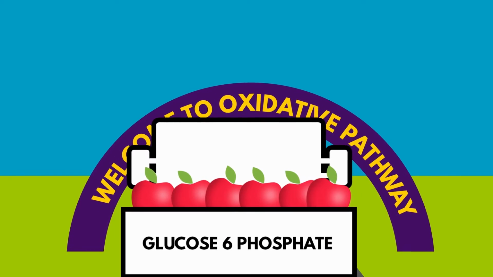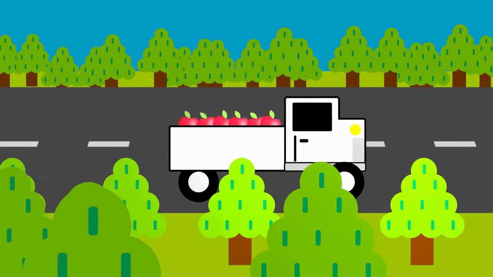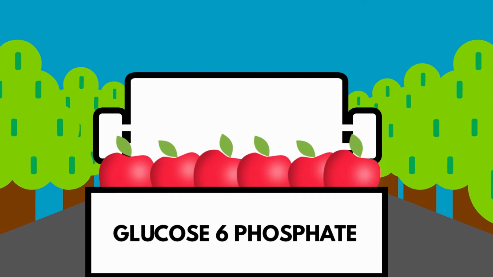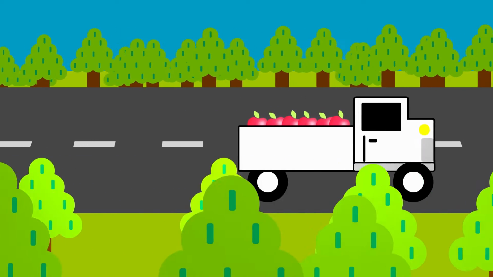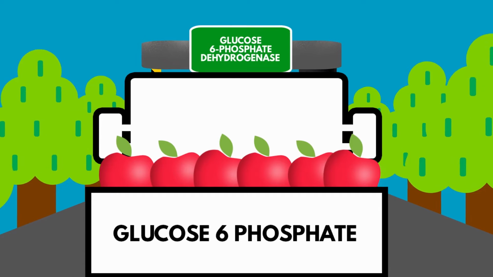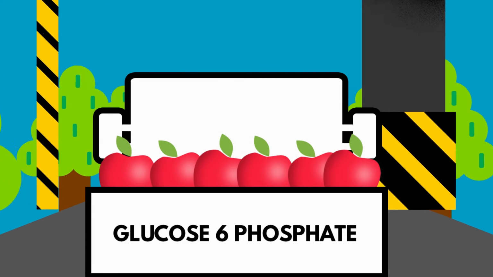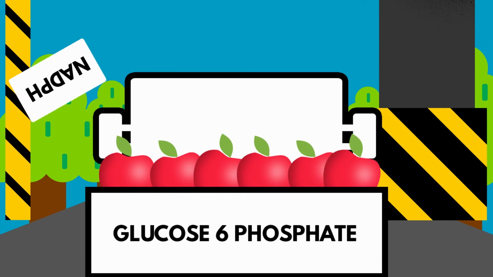Glucose-6-phosphate dehydrogenase is the rate-limiting step and primary control point of the NADPH generating portion of the hexose monophosphate pathway. Glucose-6-phosphate dehydrogenase is stimulated by NADP and inhibited by NADPH. The levels of glucose-6-phosphate dehydrogenase are increased by insulin.